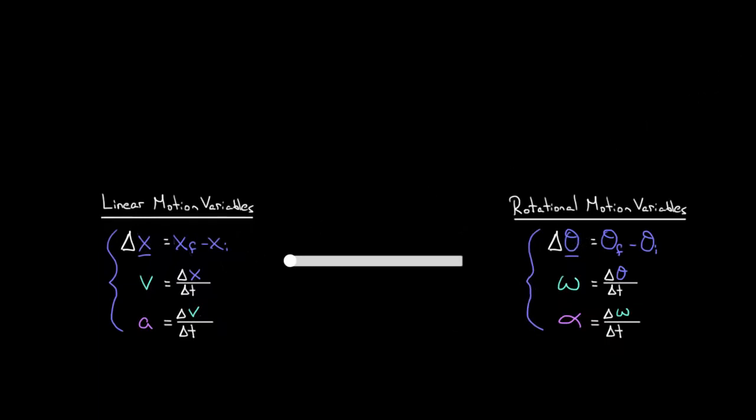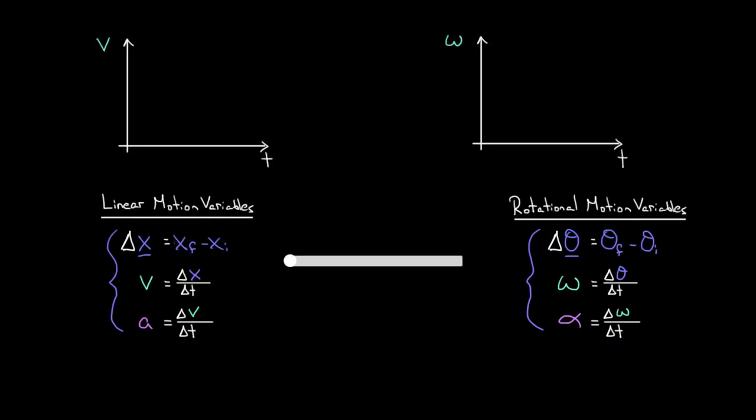And it even works with graphs. So let's say you had a velocity versus time graph, and it looked like this. Since we already know from 1D motion that the slope of this velocity versus time graph is equal to the acceleration, that means on an angular velocity versus time graph, the slope is going to represent the angular acceleration, because the relationship between omega and alpha is the same as the relationship between v and a.